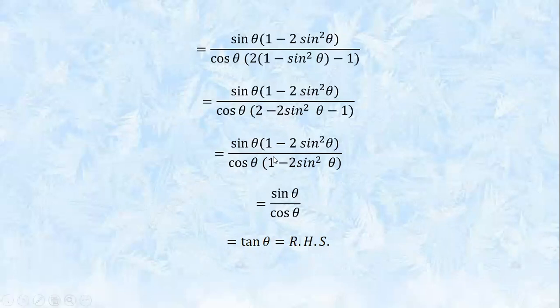Now in numerator and denominator, 1 minus 2 sin square theta will get cancelled. We are left with sin theta by cos theta, which is tan theta. So thus we have proved this question also.